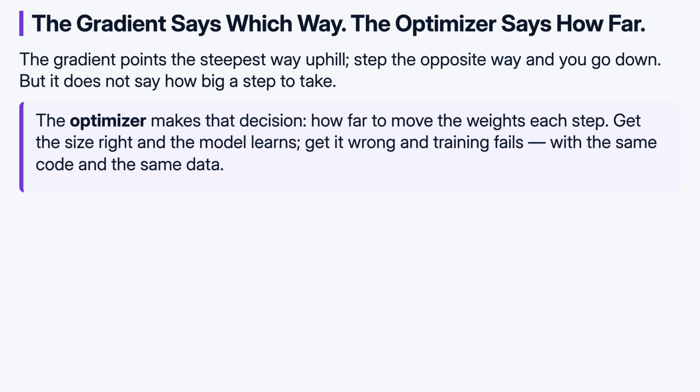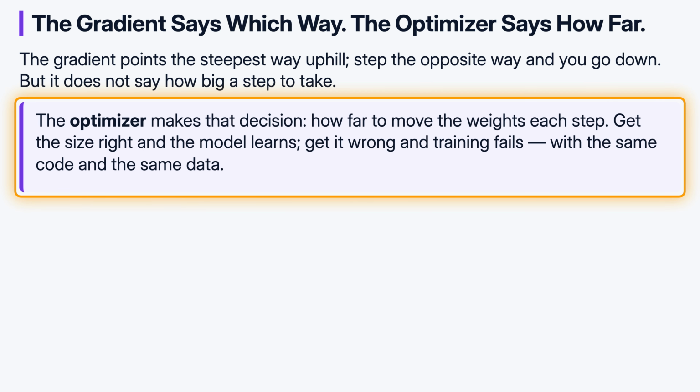The gradient points the steepest way uphill. Step the other way and the loss goes down. But the gradient does not tell you how big a step to take. That choice belongs to the optimizer, how far to move the weights each step. Get the size right and the model learns. Get it wrong and training fails with the very same code and the very same data.